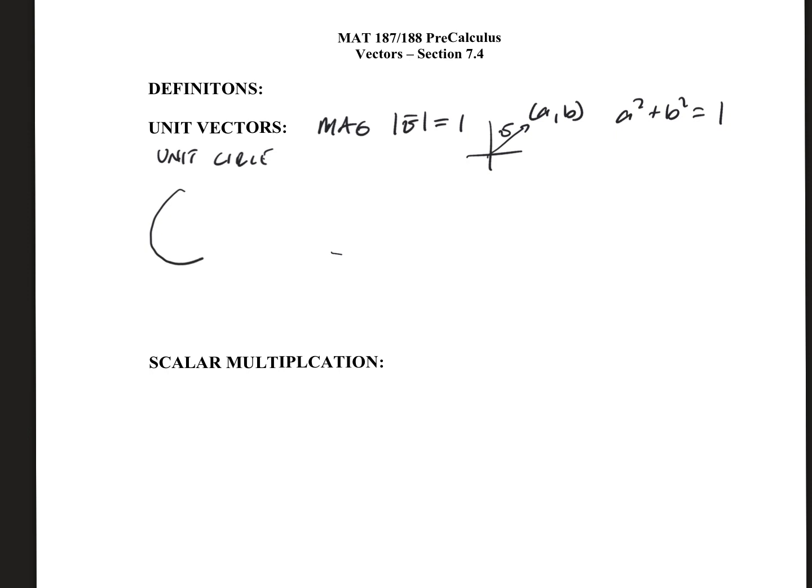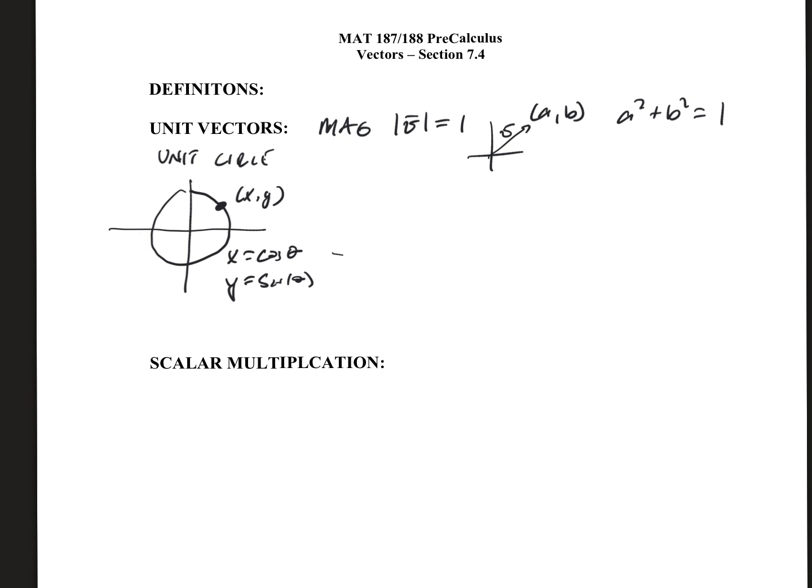From chapter 3 and beyond, we have learned that any point (x, y), where x is equal to cosine theta and y is equal to sine theta, is on our unit circle. And of course, because the radius is equal to 1, x squared plus y squared equals 1, because we know that cosine squared of theta plus sine squared of theta is equal to 1.